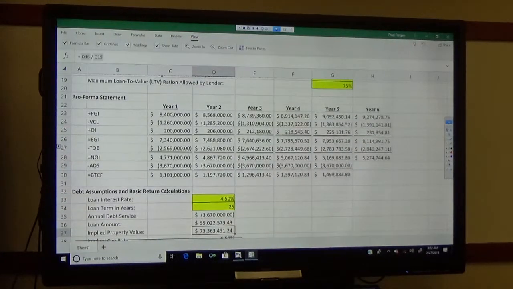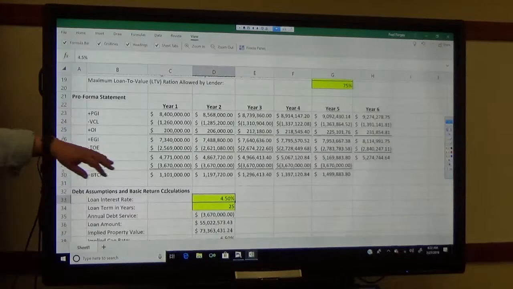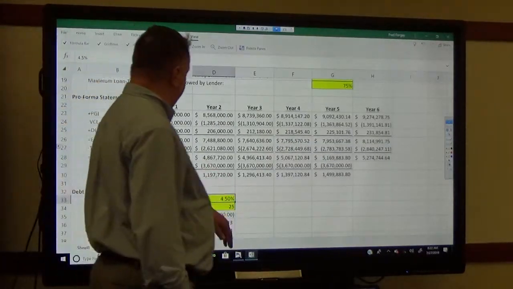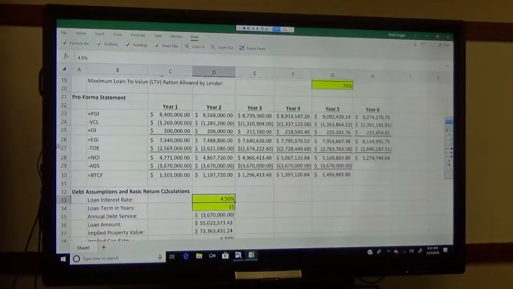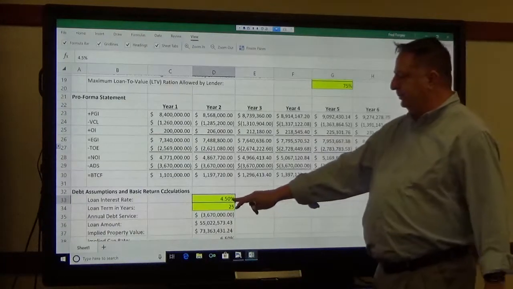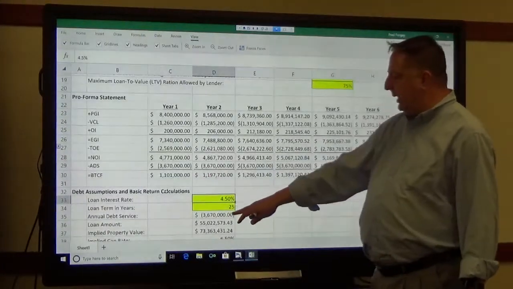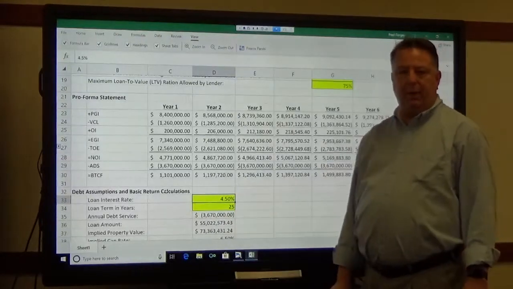Actually, that should get us where we want to go. Okay. Now, once we've gotten down to the before tax cash flow, we can start to then look at what our loan is going to look like. All right? So we've got two input cells here. One for the interest rate, one for the loan term in years.